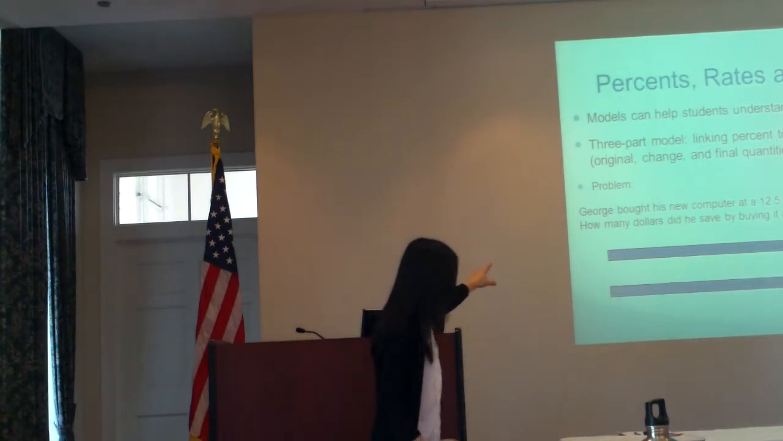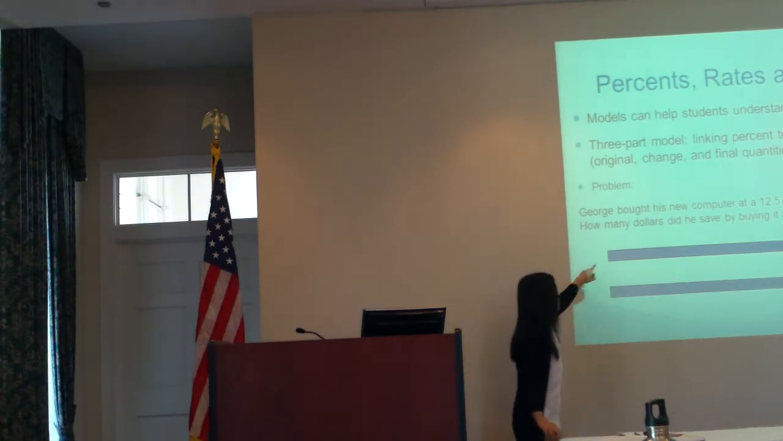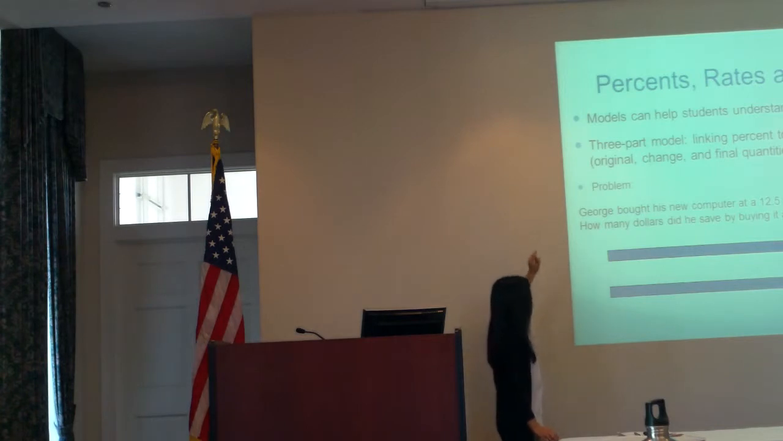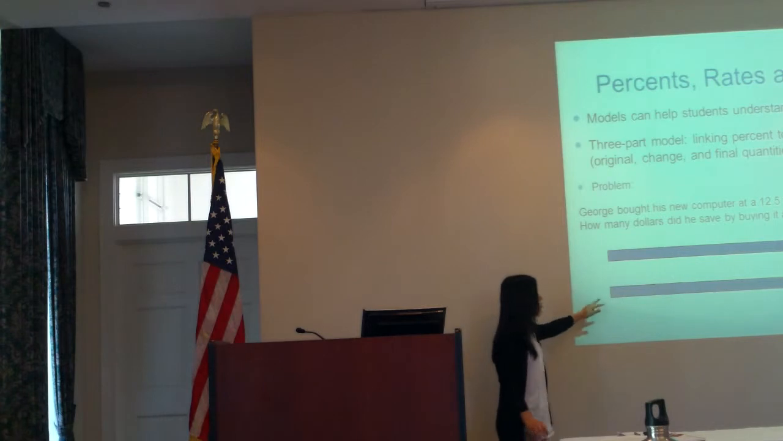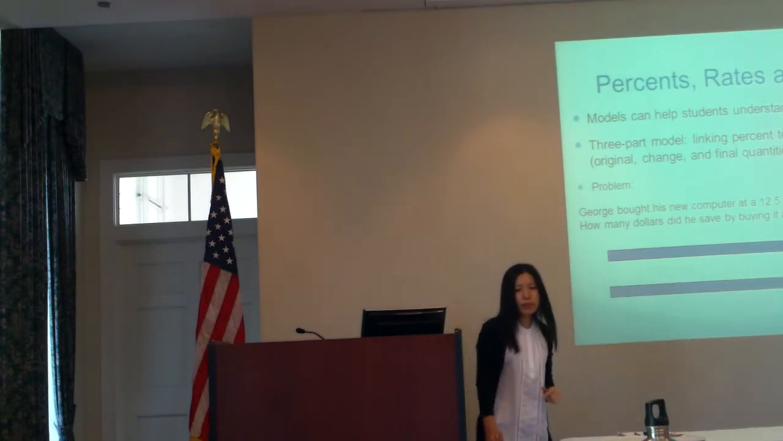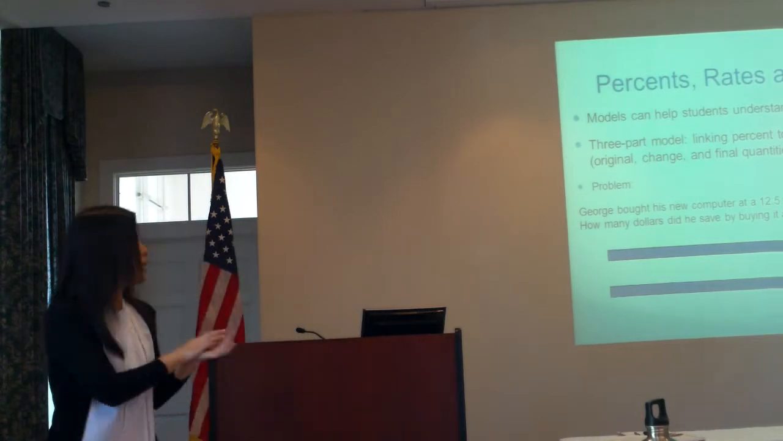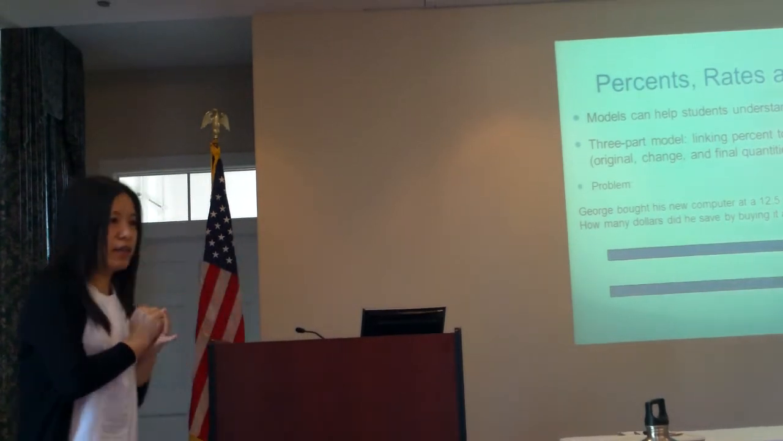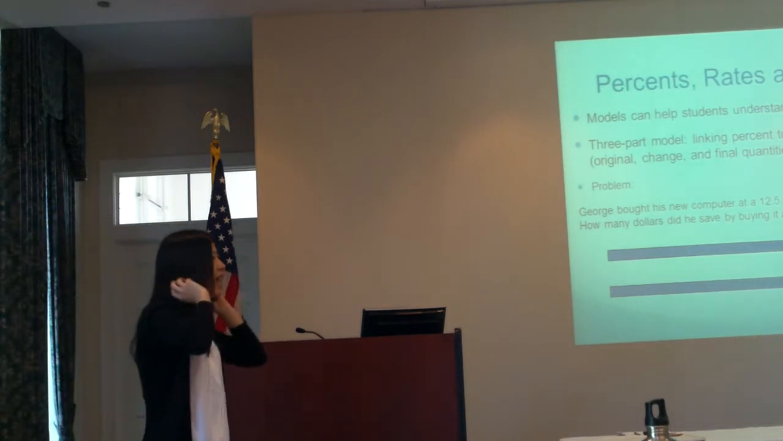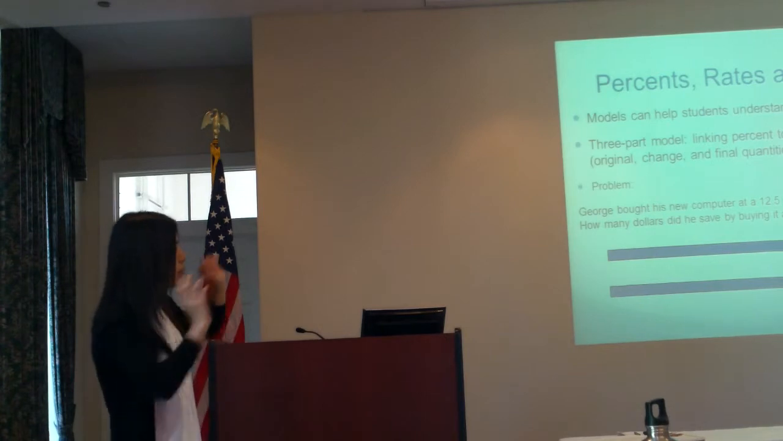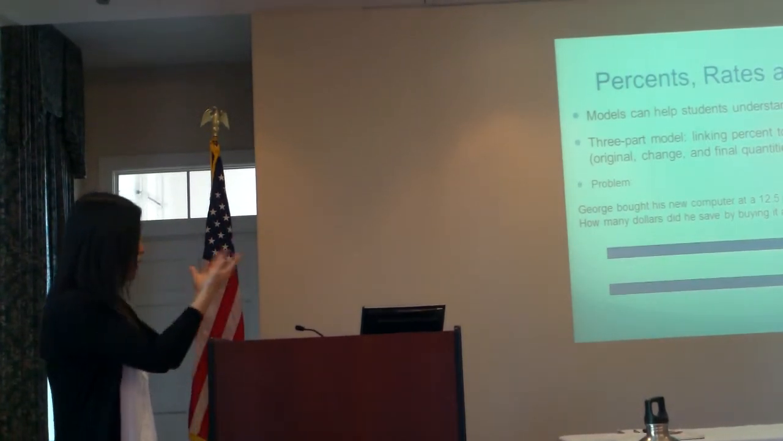You see 3 parts, representing 3 quantities. This one represents the original, the middle represents the change quantity, and the last represents the final quantity. So a 3-part model always has 3 quantities: original, change, and final. Using the model, students can connect the numbers in the word problem to the visual representation and then make sense of the problem.